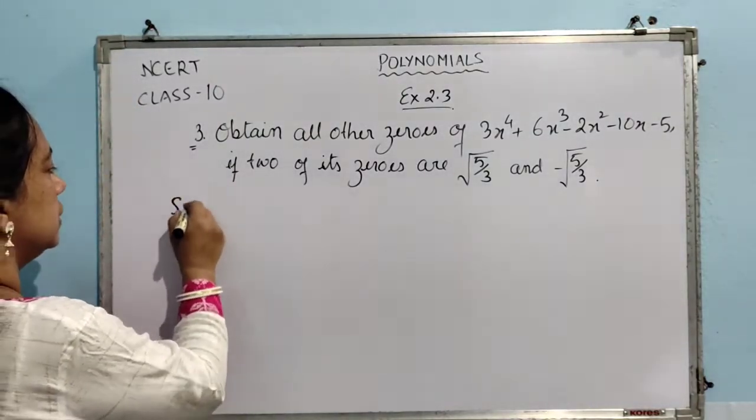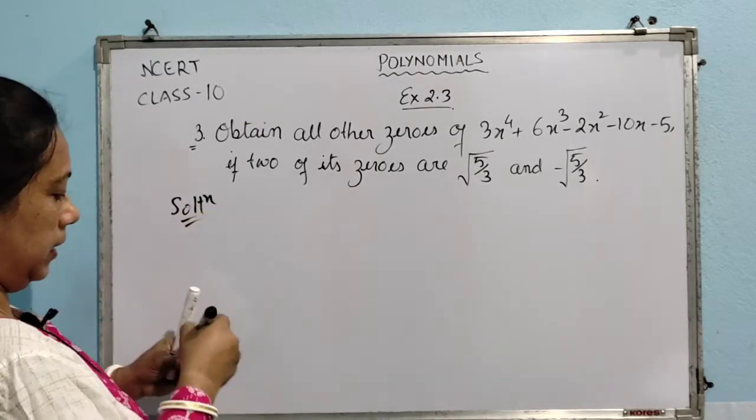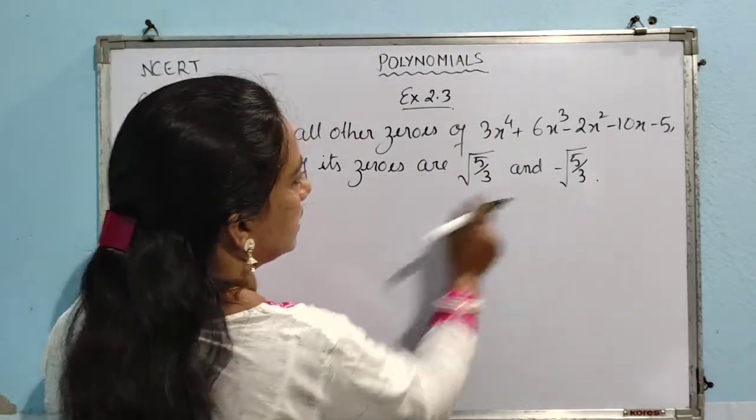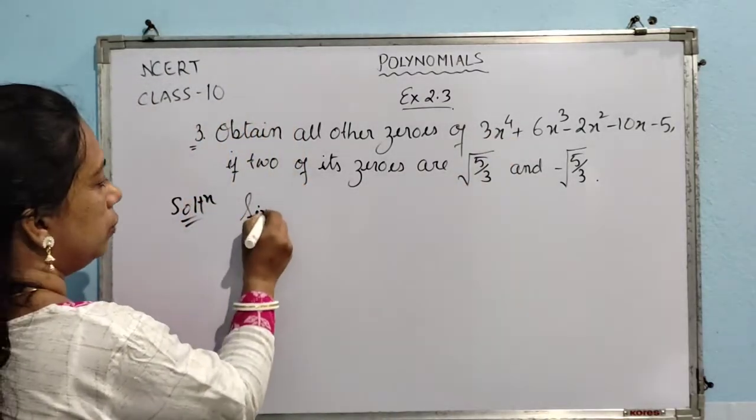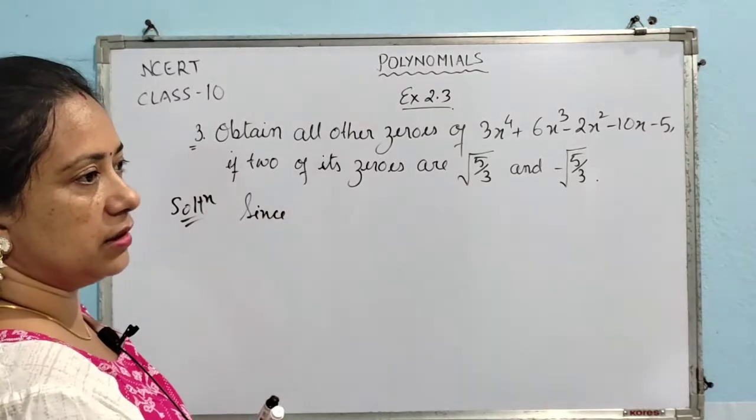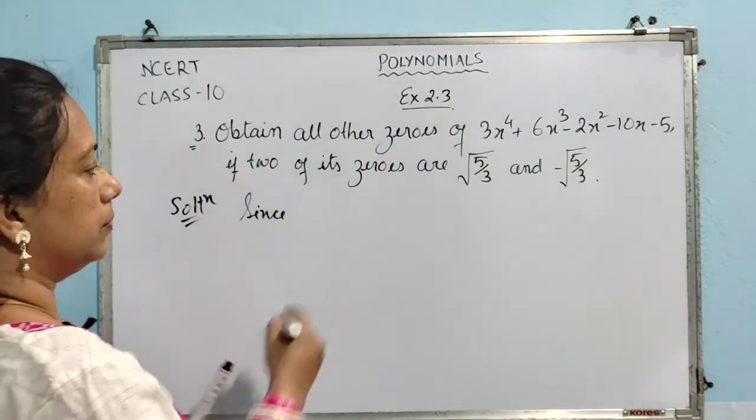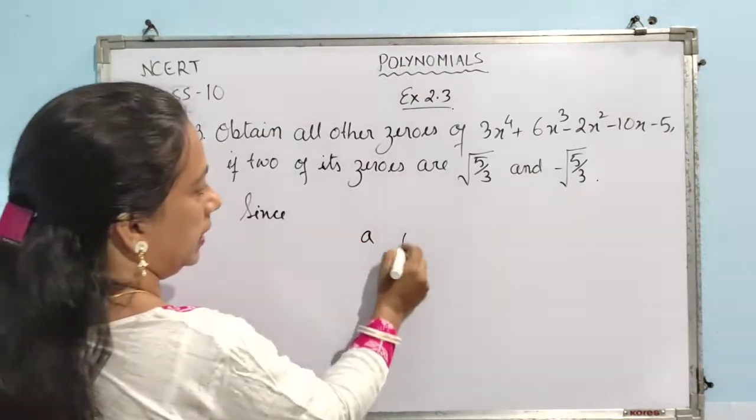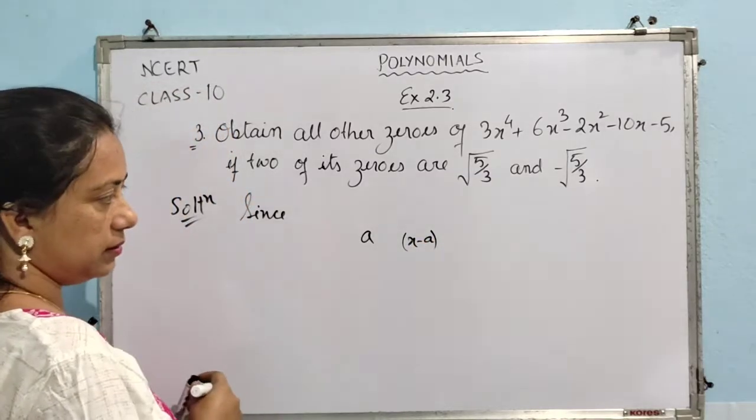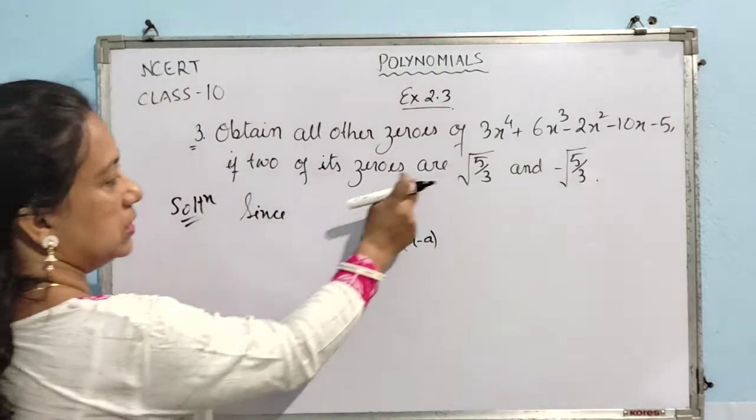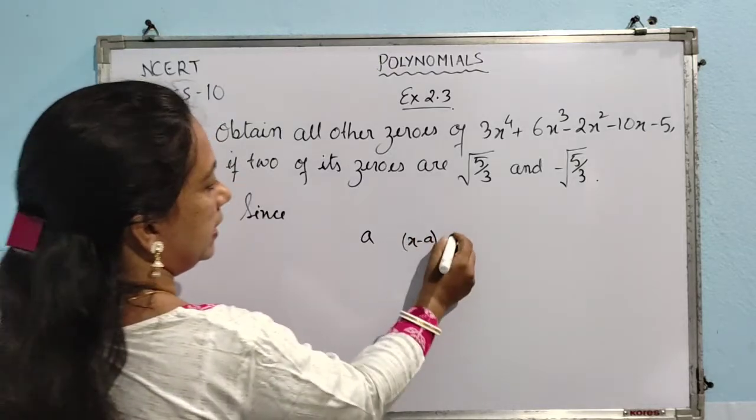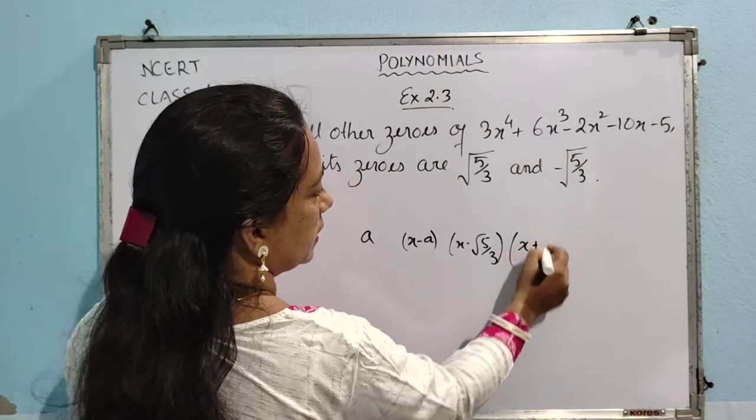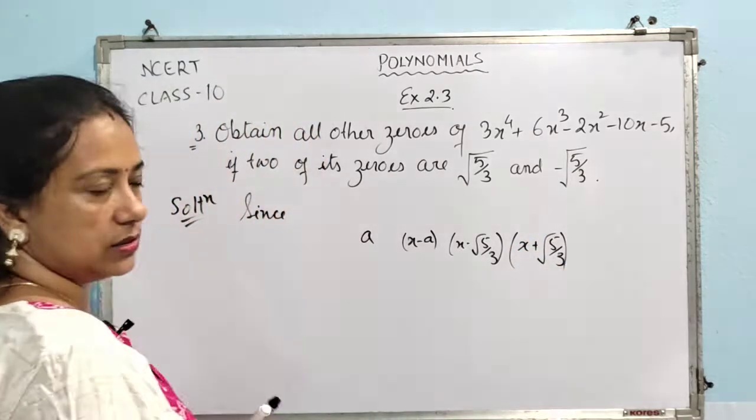So how to proceed? Here this is our polynomial. Now since these are the zeros, what do we know from the factor theorem? If a is a zero of a polynomial, then x minus a is a factor of the given polynomial. Since these 2 are the zeros, then definitely x minus root 5 by 3 and x plus root 5 by 3 will be the 2 factors.